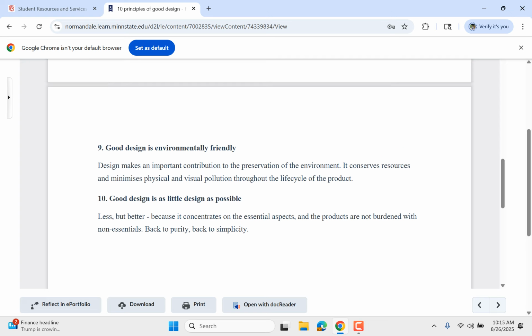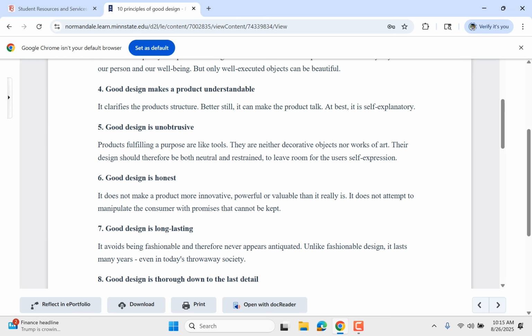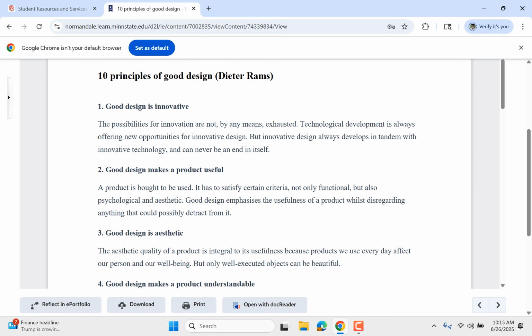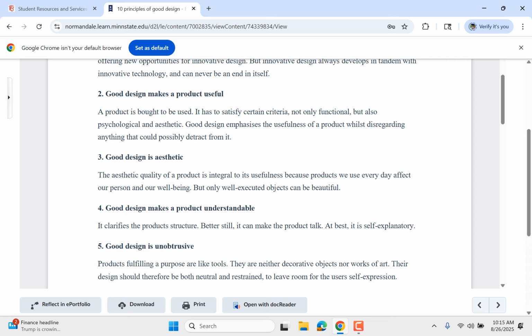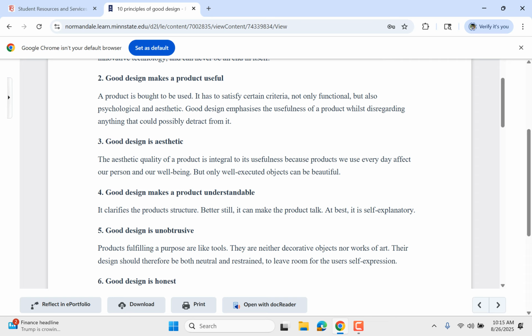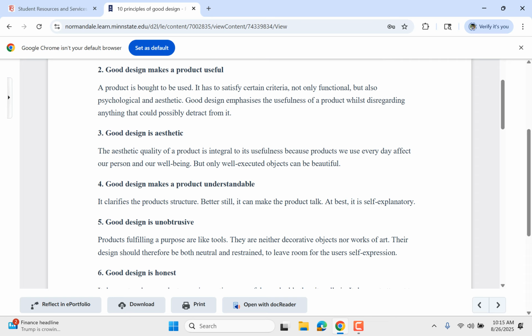So anyways, this is just a list of 10 things. Again, one guy's opinion, but we're going to keep coming back to this list as we work on our design projects, because I think a lot of times thinking about this list of things can help you sort of hone down your design into something that you feel good about.